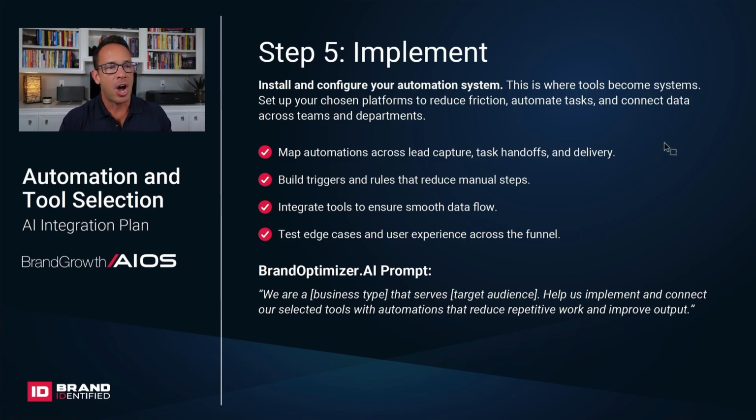So map automations across lead capture, task handoffs, and delivery. Build triggers and rules that reduce manual steps. Integrate tools to ensure smooth data flow, and test edge cases and user experiences across your entire funnels. And then I've given you another BrandOptimizer.ai prompt for step number 5.